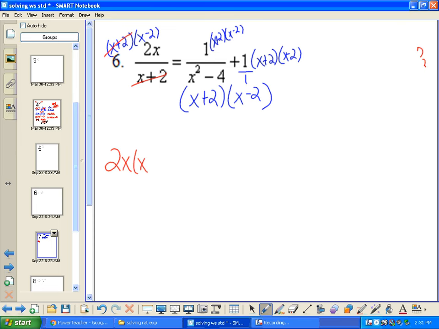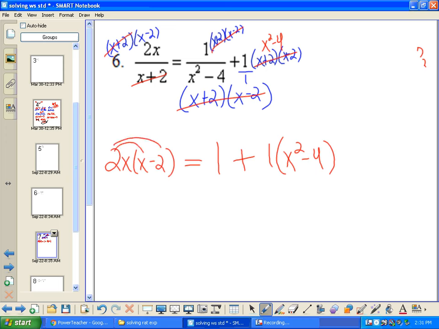2x times x minus 2 is what's left on the left side. Now, on the right side, these would cancel, so we just have 1. Now, plus, we know that is x squared minus 4. So we're going to do 1 times x squared minus 4, which is just x squared minus 4. So multiply, distribute, 2x squared minus 4x equals 1 plus x squared minus 4.